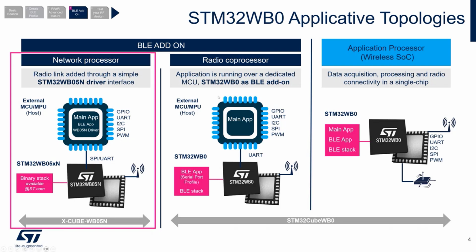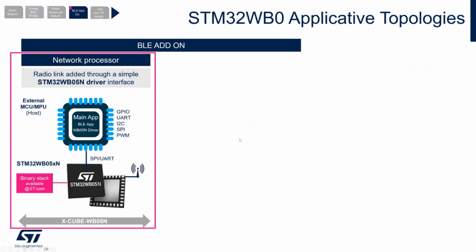Then there is also, and Yvon already showed you at the beginning, this radio coprocessor mode. In this case, we still use a WB0 that is handling the whole BLE communication, but you have your main application running on a host MCU, and there you implement your own protocol or simply push some useful data over UART. This is the radio processor.